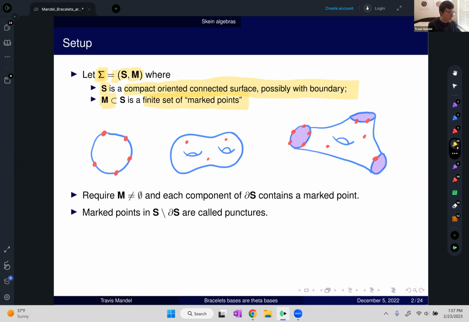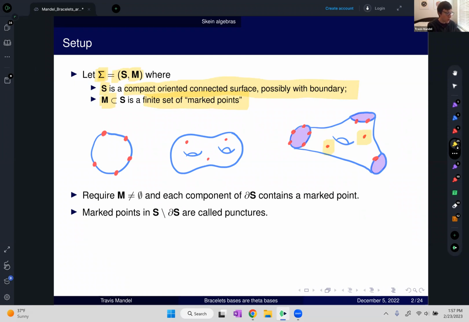So here's just a few pictures. Here's a disk with 5 marked points on the boundary, a genus 2 surface with 3 marked points, and then a genus 1 surface with a couple marked points in the interior, and then some other marked points on the boundary, 3 boundary circles here.